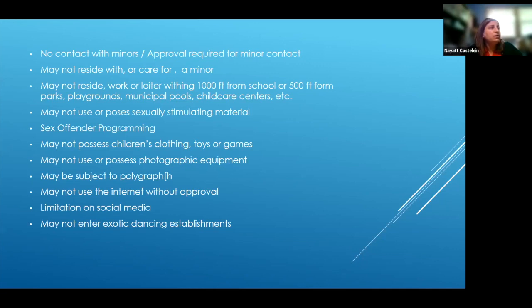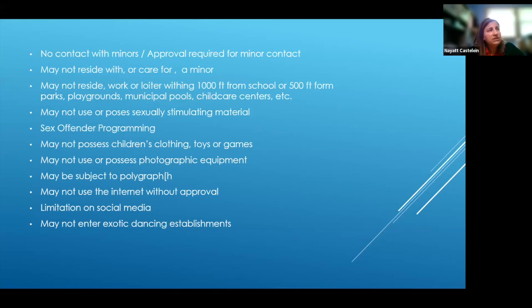Residing, working, or loitering within 1,000 feet from a school or 500 feet from parks, playgrounds, municipal pools, or child care centers. Those are cases where, when we receive the pre-parole or when we're doing the pre-sentence investigation, it's going to depend on their victim pool and the elements of the offense. So if it happened at a park or an area where children usually congregate, then we are going to be more likely to put in this condition, but we're not just going to do a blanket condition for that anymore.